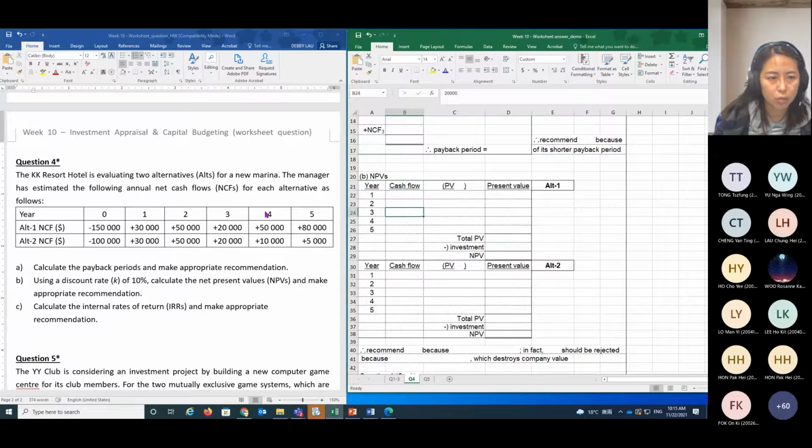For project alternative 1, and next is alternative 2. Okay, so you have to write down the cash flow.